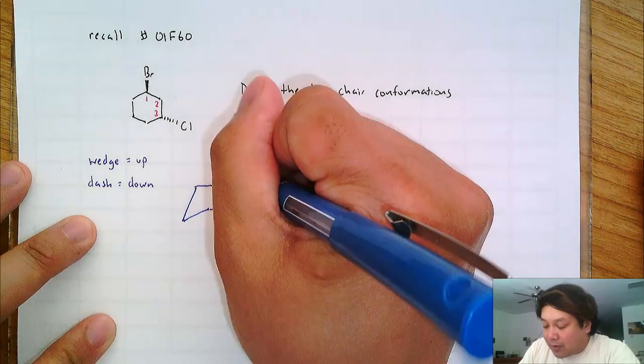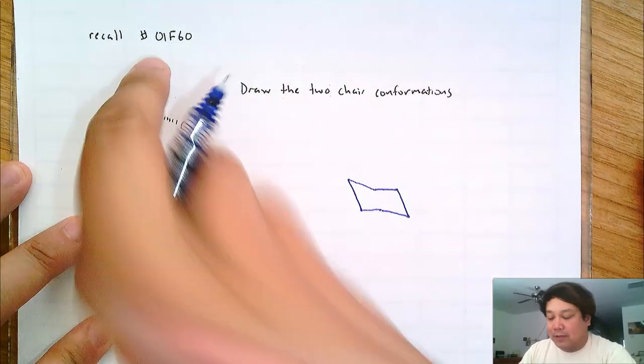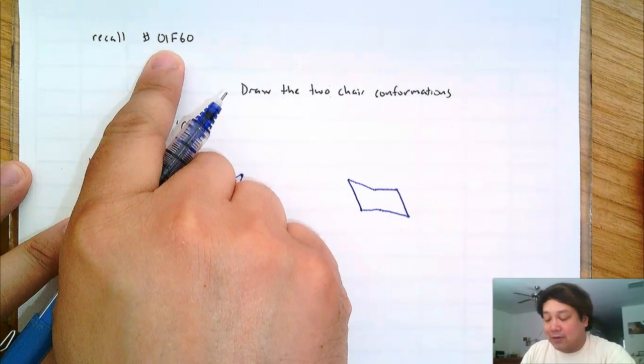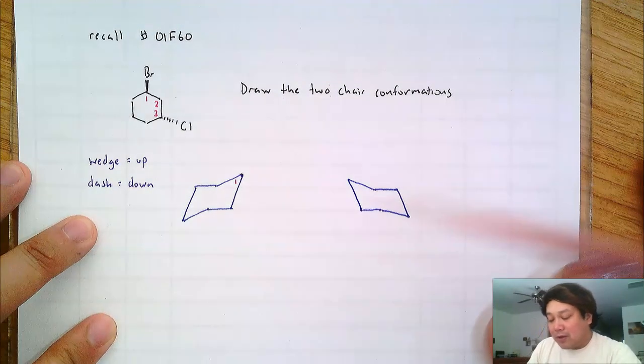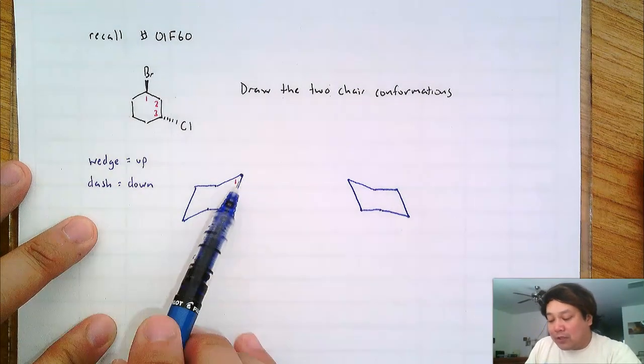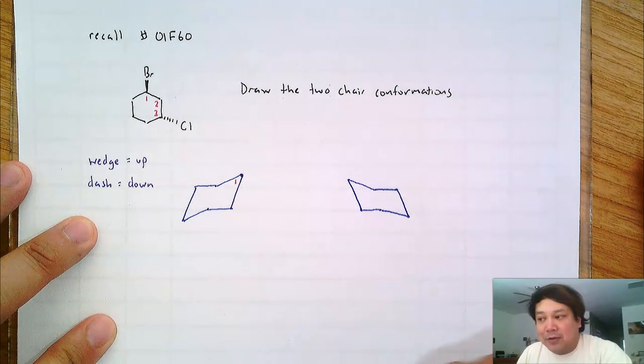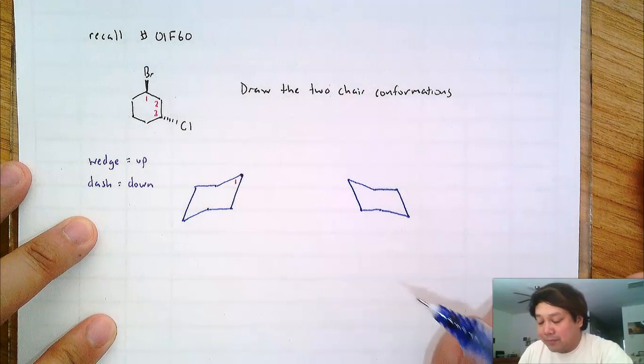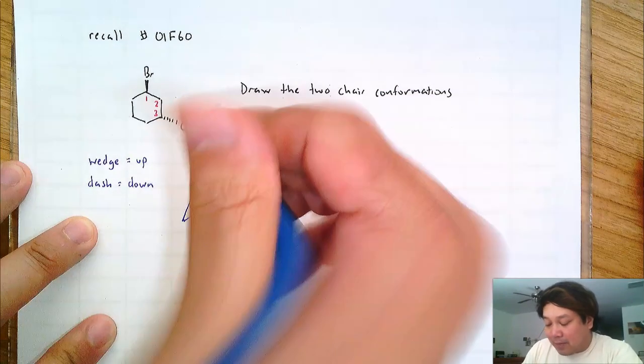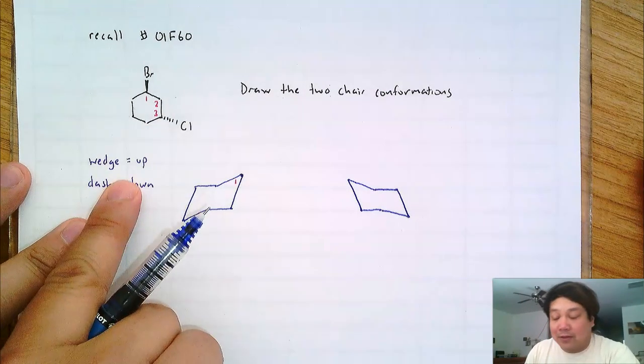So what's important, and we did go over this in the previous video, 01F60, is do you know what up is in carbon number 1? Is up in an axial orientation or equatorial? And because it has to be up, because that's how I defined this drawing.